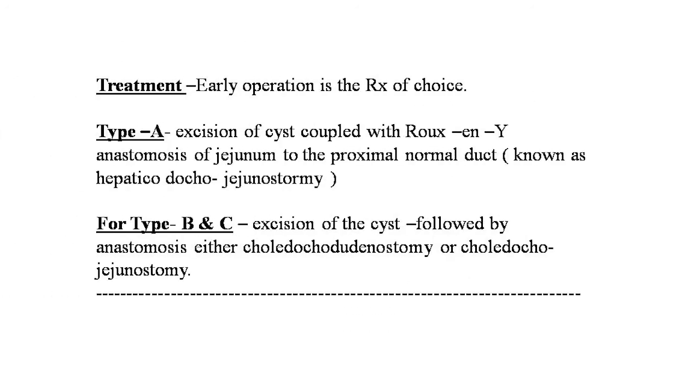Now the treatment. Early operation is the treatment of choice. Type A: excision of the cyst coupled with Roux-en-Y anastomosis of jejunum to the proximal normal duct, known as hepatico-doco-jejunostomy. For type B and C: excision of the cyst followed by anastomosis, either choledoco-duodenostomy or choledoco-jejunostomy.